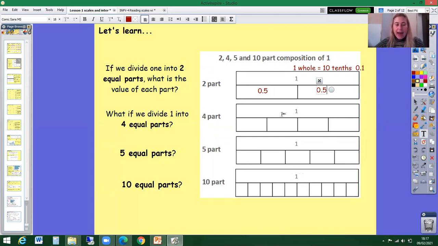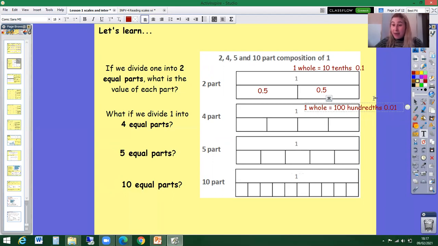What about if we divide our 1 into 4 equal parts? Now for this one, I need to also remember that 1 whole can be split into smaller parts than tenths. It can be split into hundredths. So how many hundredths makes a whole? Can you remember? It is 100 hundredths. And our hundredths have 2 decimal places, 0.01.